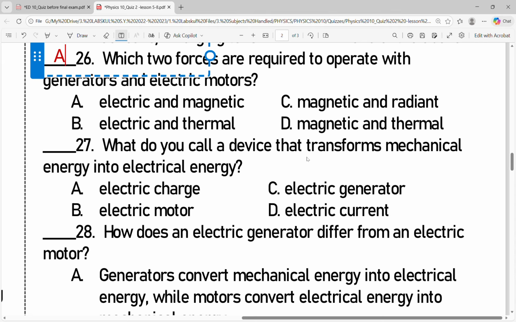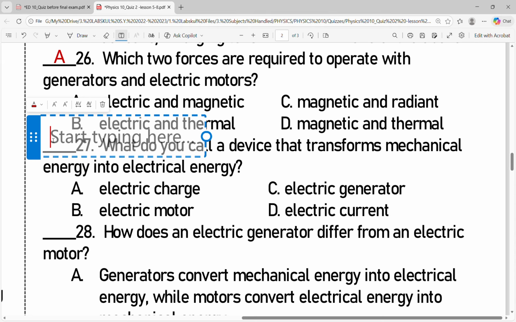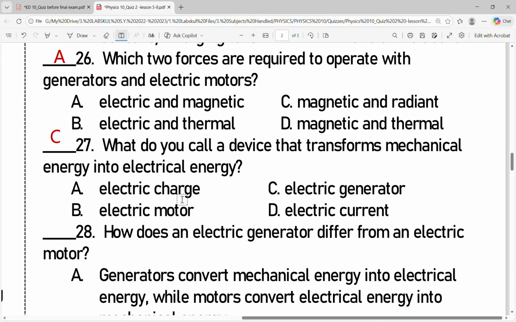Now let's proceed to number 27. What do you call a device that transforms mechanical energy to electrical energy? So this is an example of an electric generator, opposite of an electric motor, because an electric motor transforms electrical energy into mechanical energy that made your armature move or spin in our previous activity.